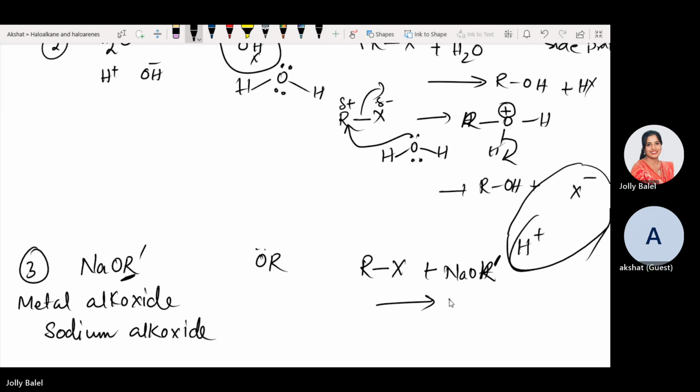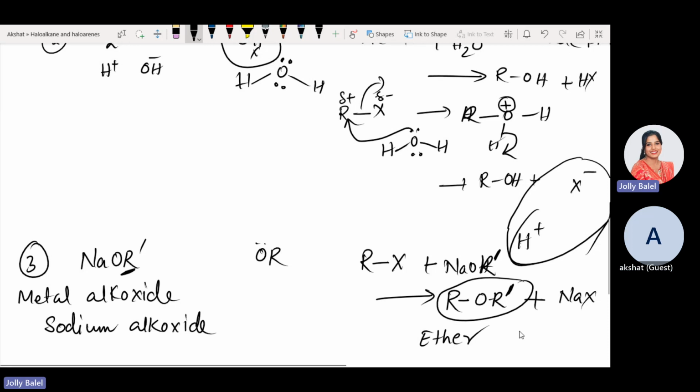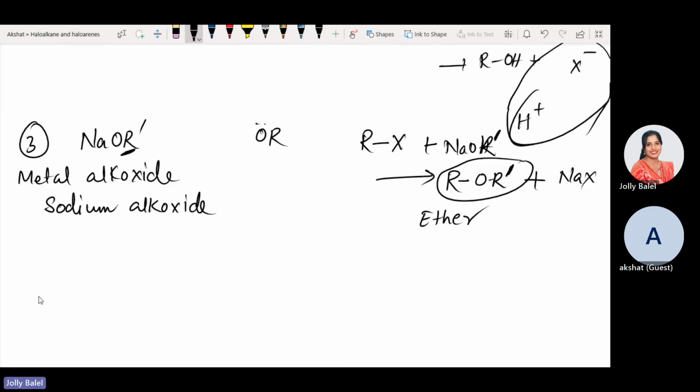R O R dash plus NaX. So this functional group is known as ether.